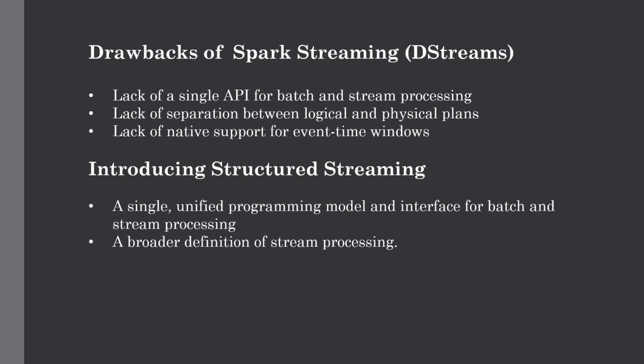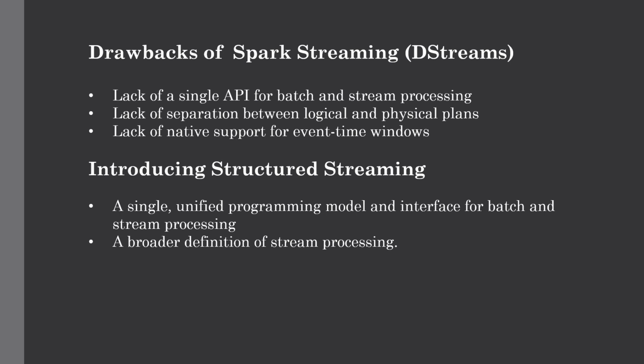The next one is the lack of separation between the logical and physical plans in Spark Streaming, or DStreams. Spark Streaming executes the DStream operations in sequence, as specified by the developers. Since developers effectively specify the exact physical plan, there is no scope for automatic optimization. Developers have to do extra work to optimize their code for better performance. So that is a big disadvantage.